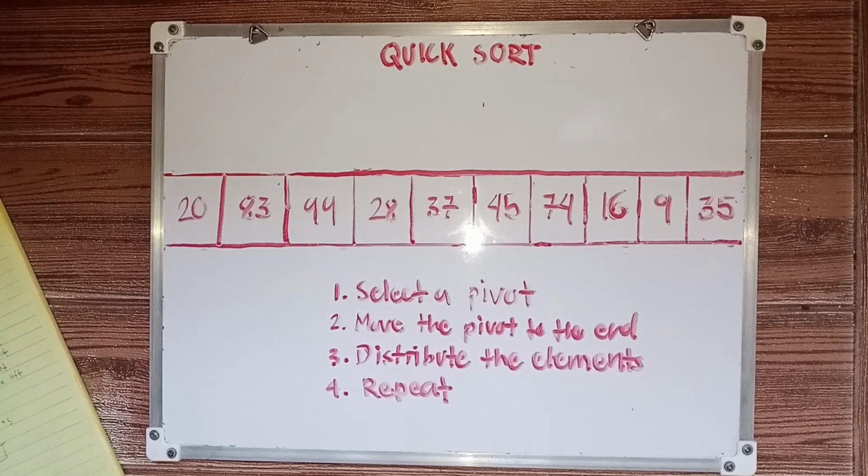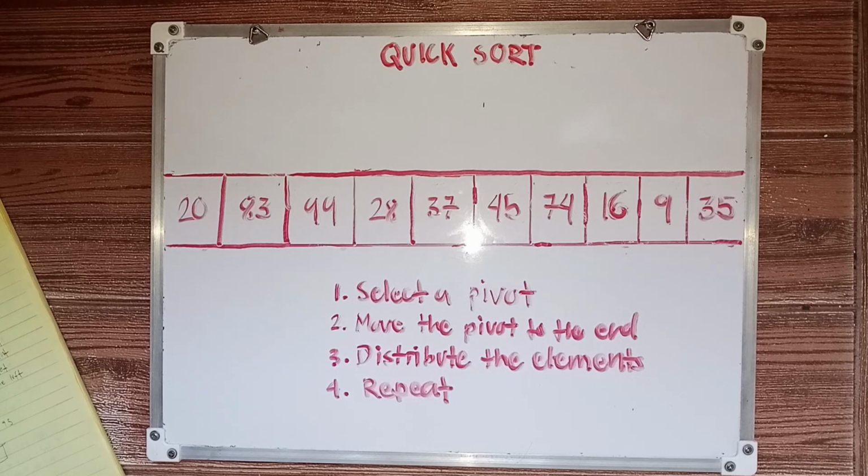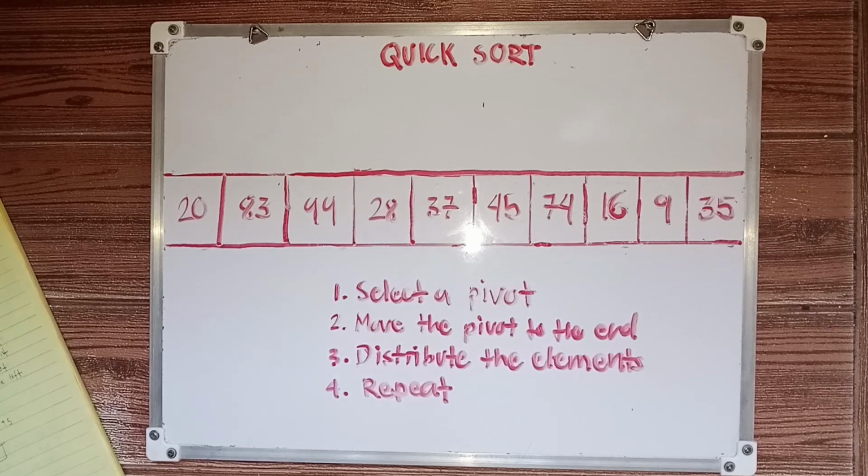Quicksort. So, quicksort is a sorting algorithm that uses divide and conquer strategy. The basic idea behind the quicksort is that we need to select a pivot. A pivot is any number, but when you look at the definition of pivot, it means center.